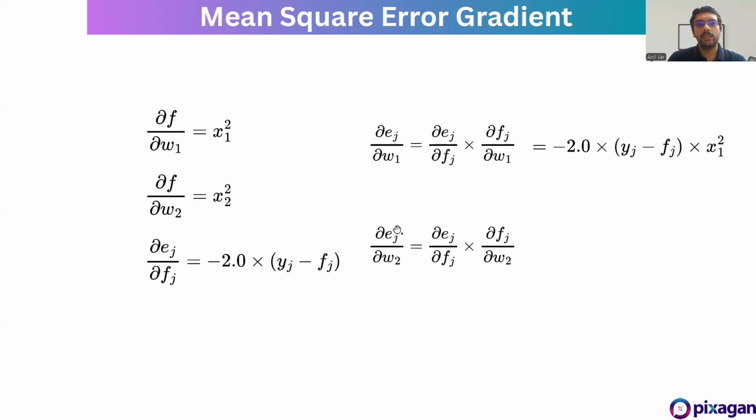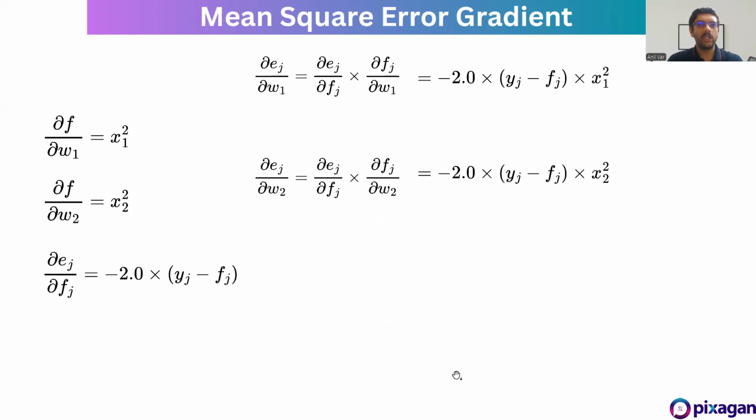And similarly, dou ej by dou w2, exactly the same thing now, but it's dou fj by dou w2 here. The first term is the same. So it's minus 2 times yj minus fj, but now times x2 square, where x2 is also at the jth data point. So it's the x2 term of the j data point, and you square that. Great. So now we've got the error derivative. And when we implement this, this would be the term you typically implement in the function.